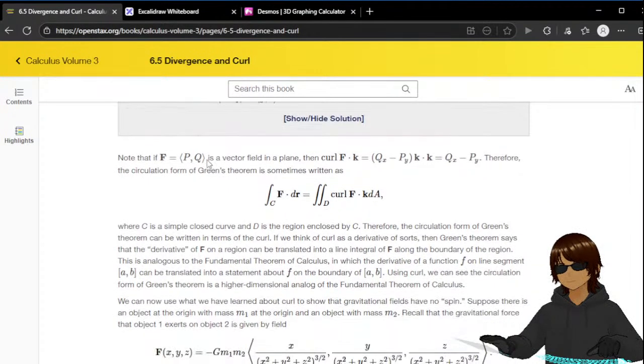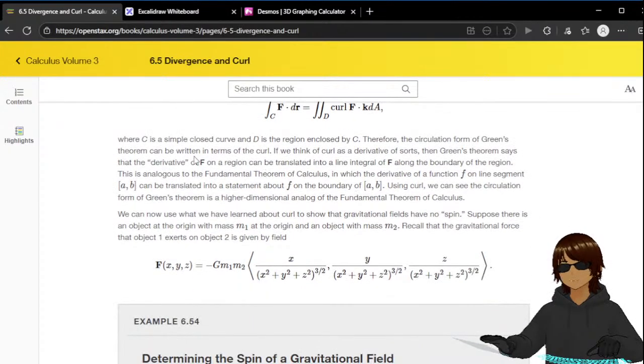Finding the curl of a two-dimensional field. Okay, let's just get that. Note that if F is equal to P i plus Q j is a vector field in a plane, then curl F dot k is equal to Qx minus Py, which is Qx minus Py. Therefore, the circulation form of Green's theorem is sometimes written as the line integral being equal to the double integral over D of curl F dot k, where C is a simple closed curve and D is the region enclosed by C.